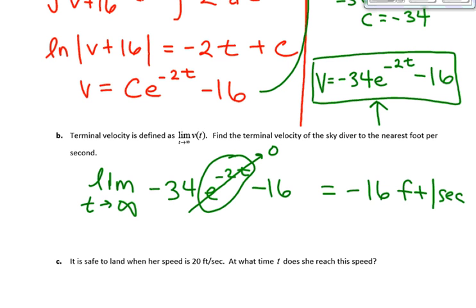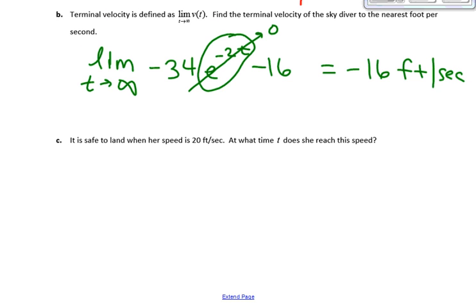Okay. And then for part C, it says that it is safe to land when her speed is 20 feet per second. And notice here that we now change to the word speed. At what time t does she reach this speed? So we're given velocity, and speed is the absolute value of velocity. So we want to set my velocity equal to not 20, but negative 20. So we're going to put negative 34 equals negative 20 there and go ahead and solve.